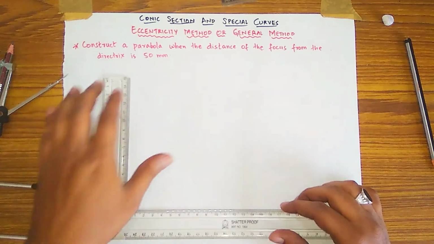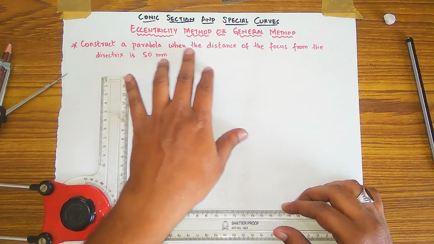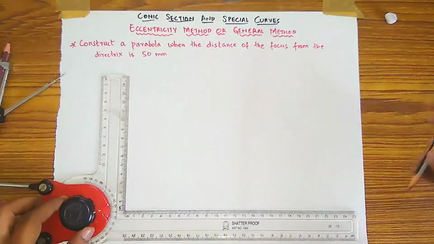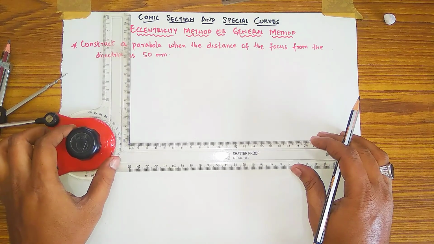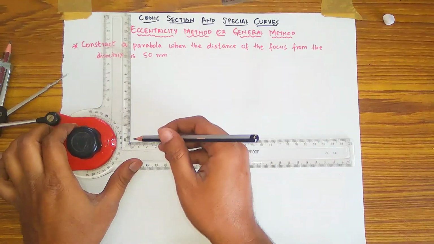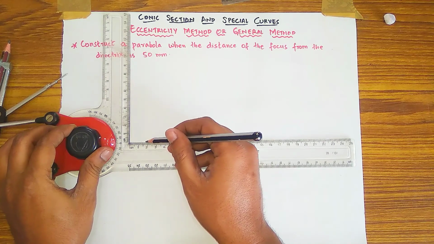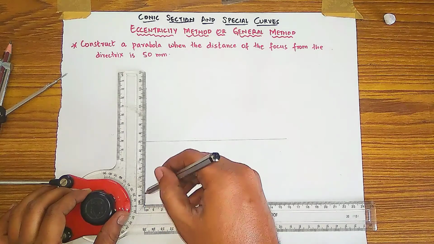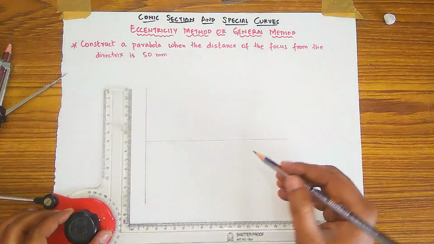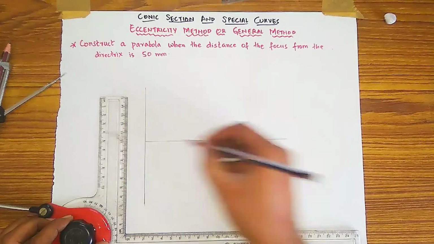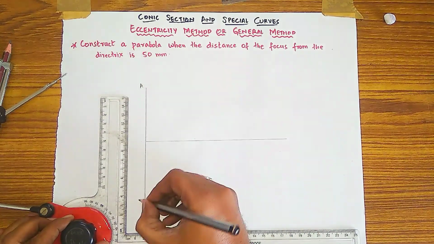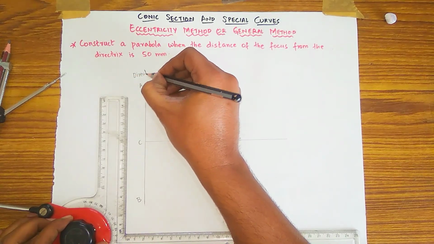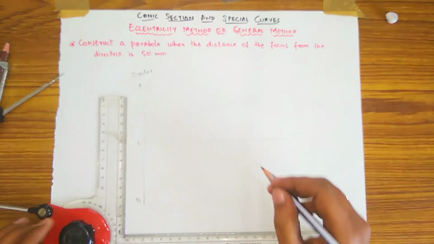Okay. So the question is, construct a parabola when the distance of the focus from the directrix is 50 mm. First you have to draw a normal line like this, then a directrix like this. So this is the directrix line, this is the normal line. You have to label A, B and C. This line is called the directrix.